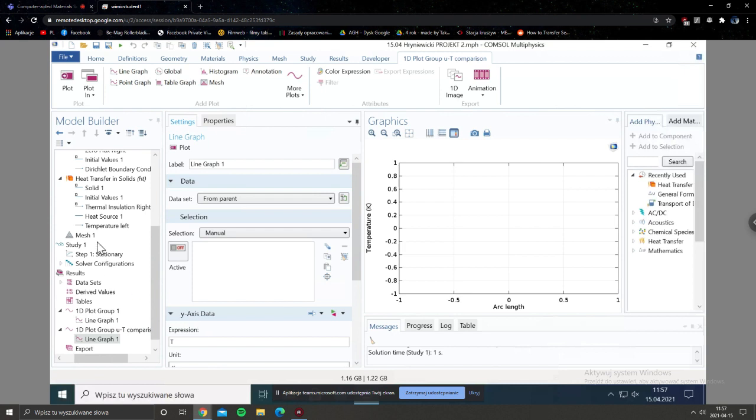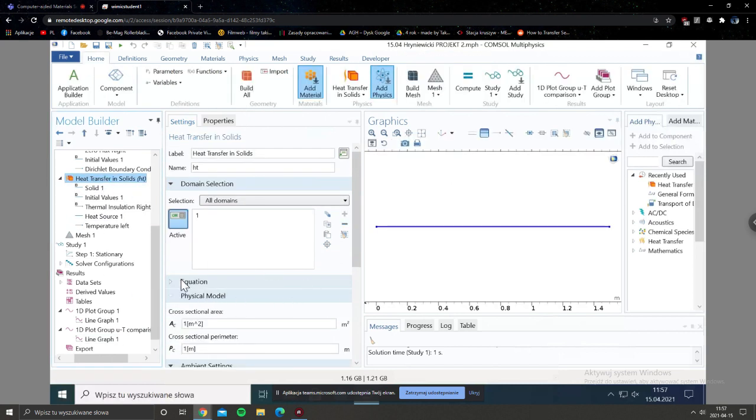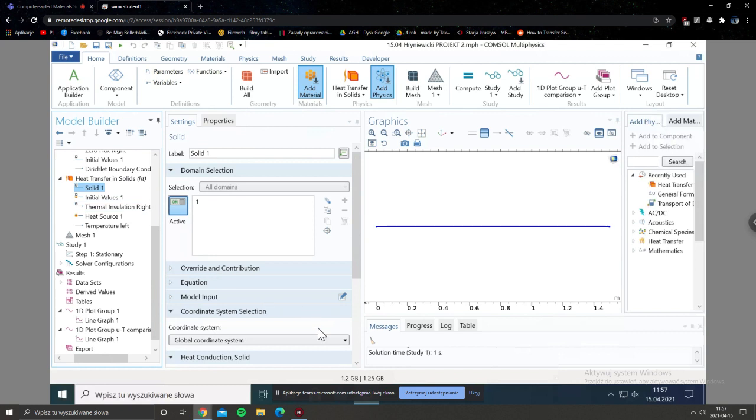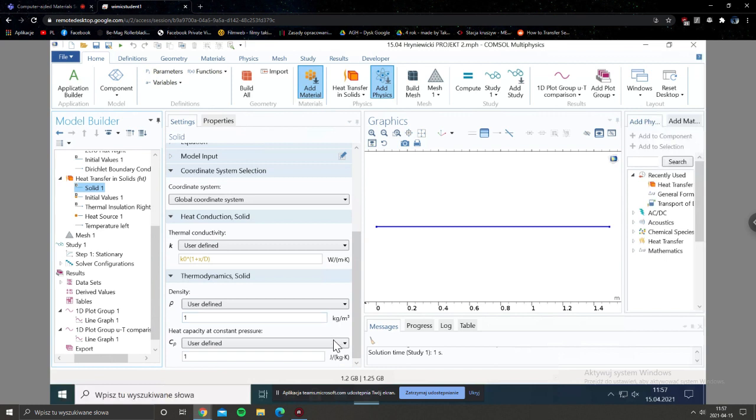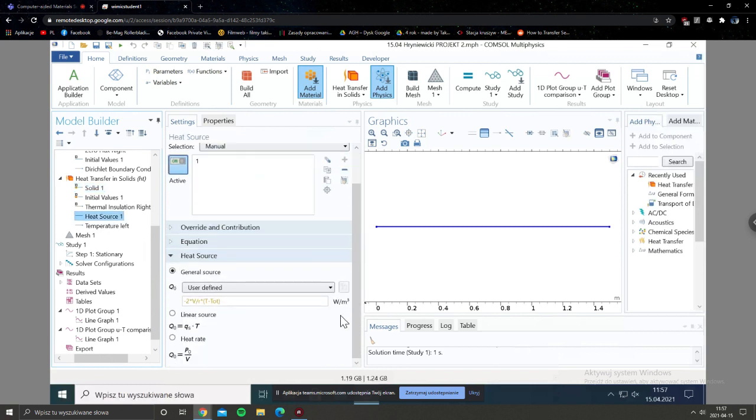So go back to heat transfer in solids. Go to solid 1. All right, and I would like to see the bottom. So, right, this is user defined. Just a moment. K0 multiplied by 1. All right, X and D. This is correct. This heat source, please show me your heat source. All right, 2D looks okay. Show me your initial values.